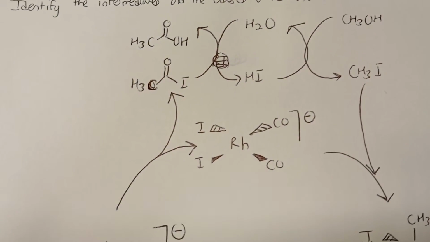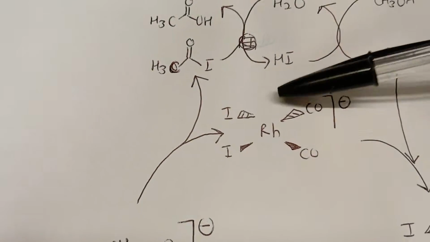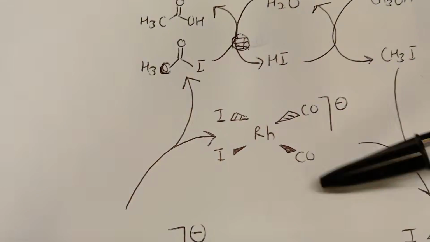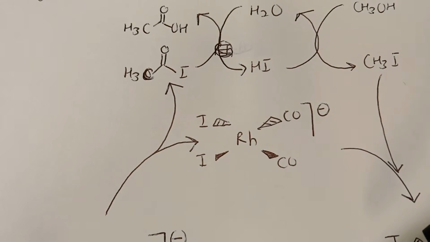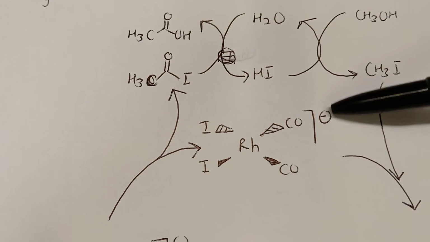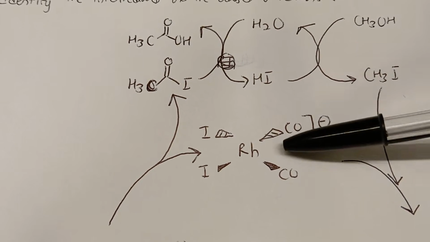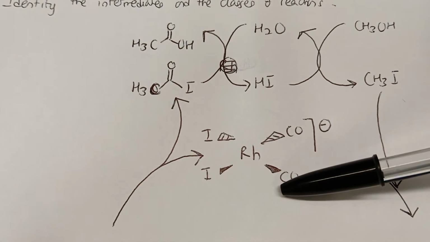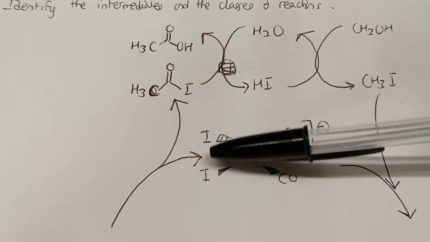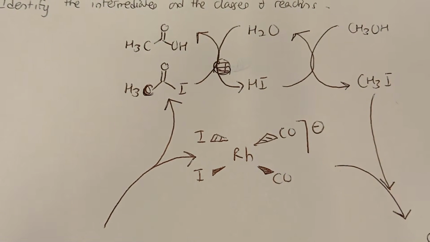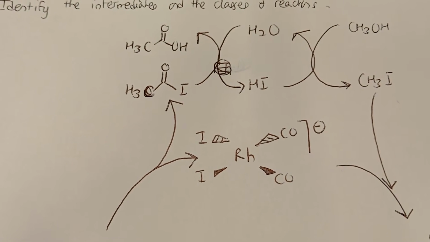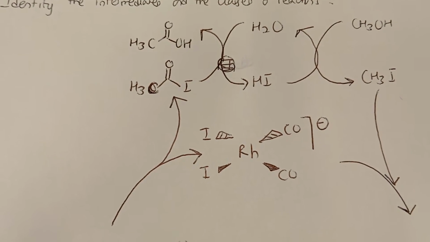And so first off, we start off with this rhodium catalyst. Let's take a look at it. Overall, it has a negative charge. It has two L ligands attached to it, and it also has two I ligands attached to it. That's exactly what we're looking at.